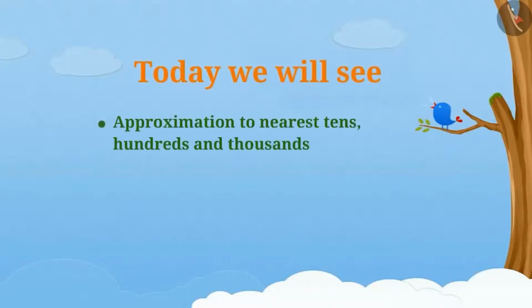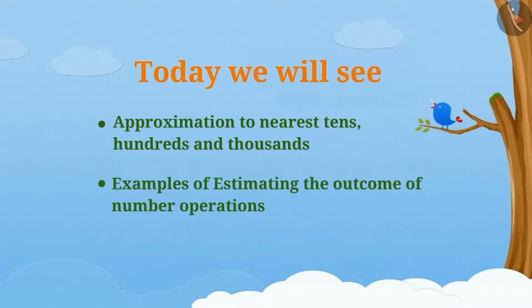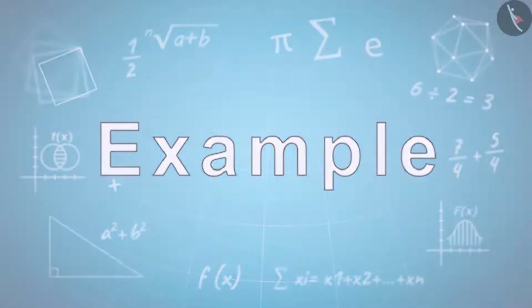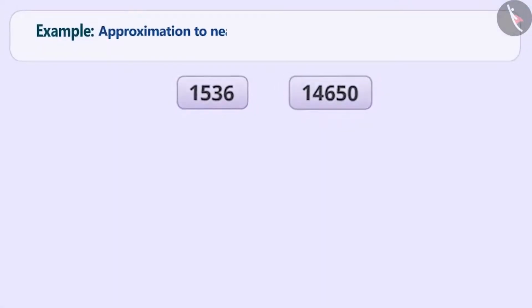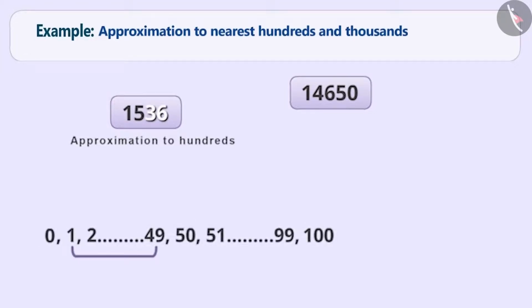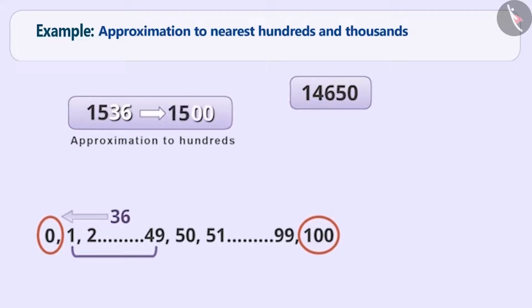Today, we will see examples of approximation to nearest tens, hundreds, and thousands, and examples of estimating the outcome of number operations. Approximate the following numbers to hundreds and thousands. Focus on the last two digits. While approximating to nearest hundreds, if the number formed by these digits is among any number from 1 to 49, then this number is closer to 0 than 100. Therefore, approximate it by writing 0 in its place.